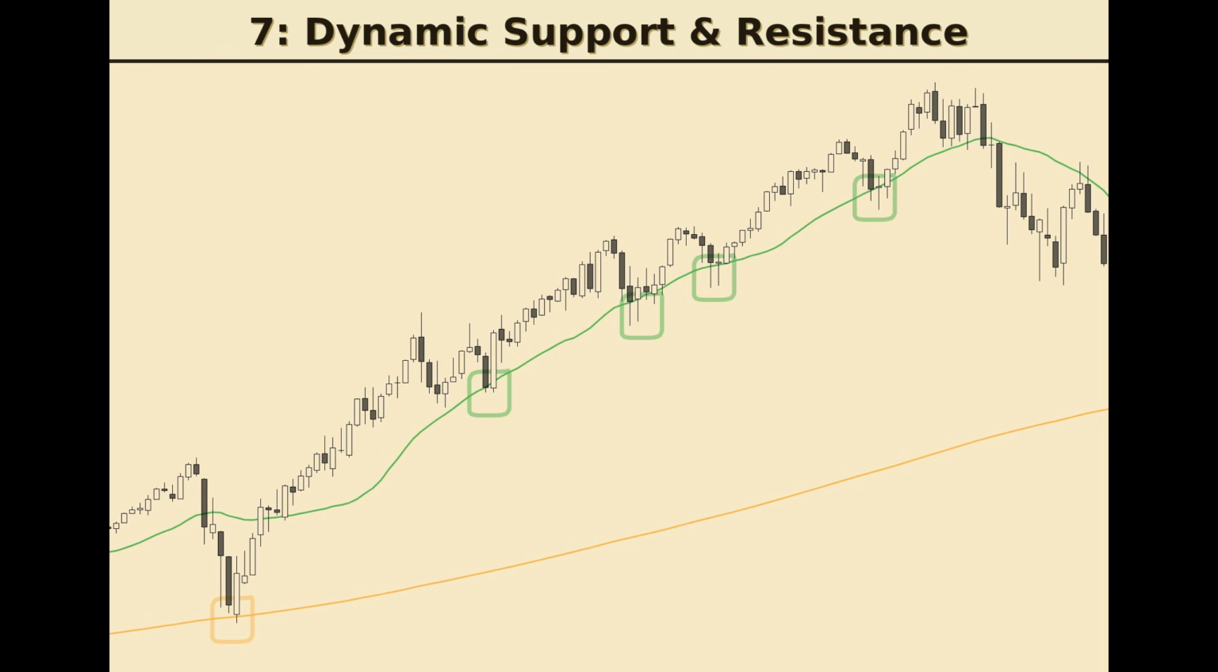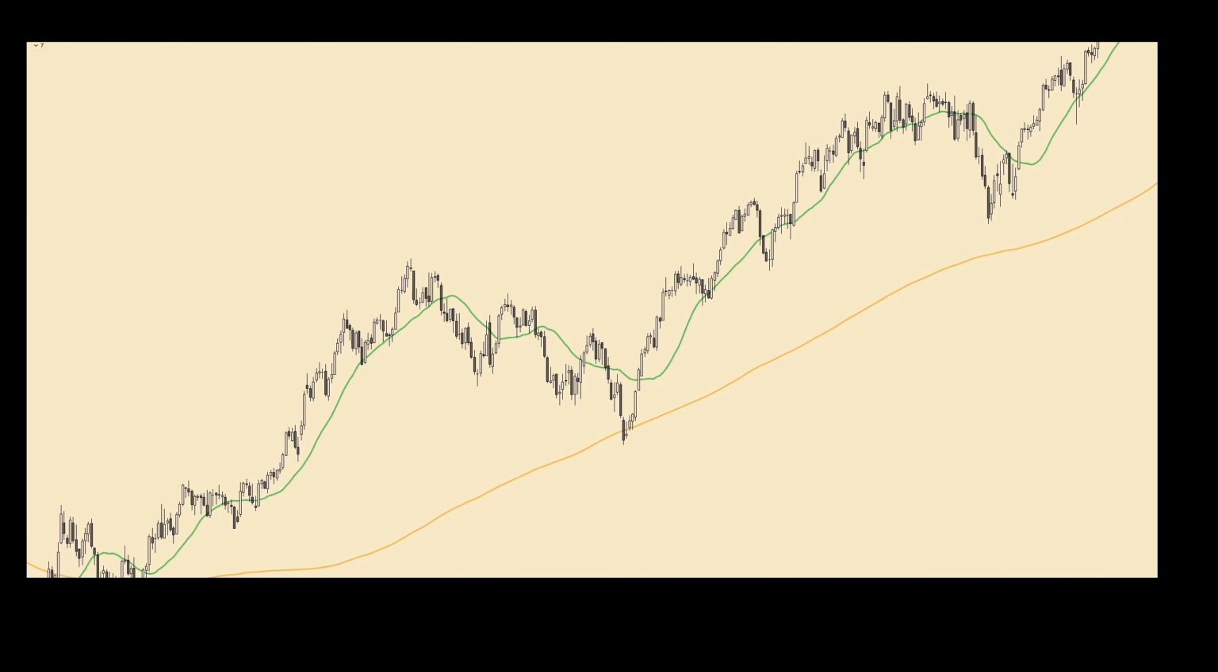Method 7 is using moving averages as dynamic support and resistance levels. Everyone knows that these lines can act as a floor or a ceiling for the price. But we need to know which line to trust and when. In a fast trend, we use the 20 SMA as our primary level for following the order flow.